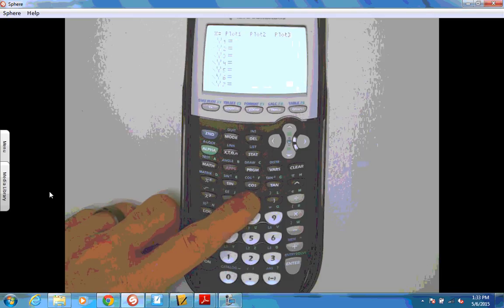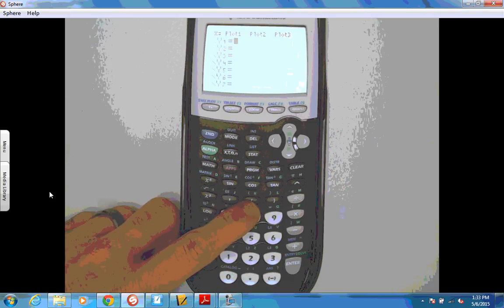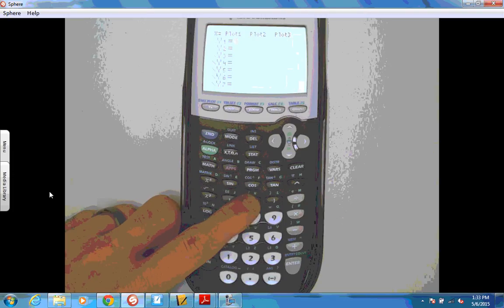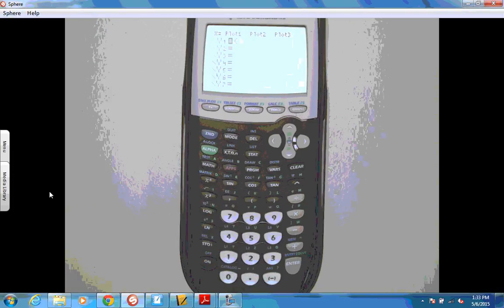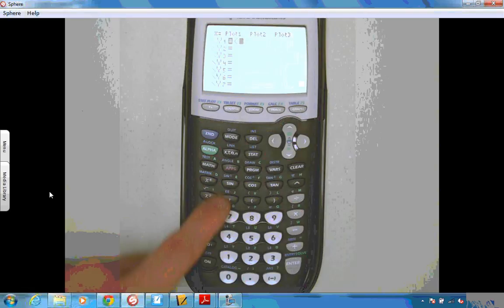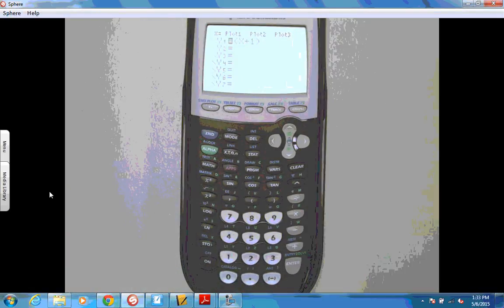So, guys, the only thing that's hard about this is your parentheses. So I need an x plus 1. That whole thing needs to be in parentheses, whether you can see it or not, right?